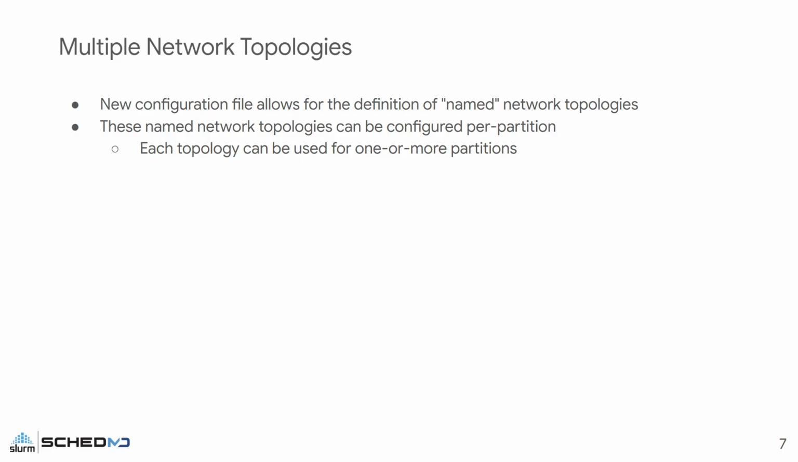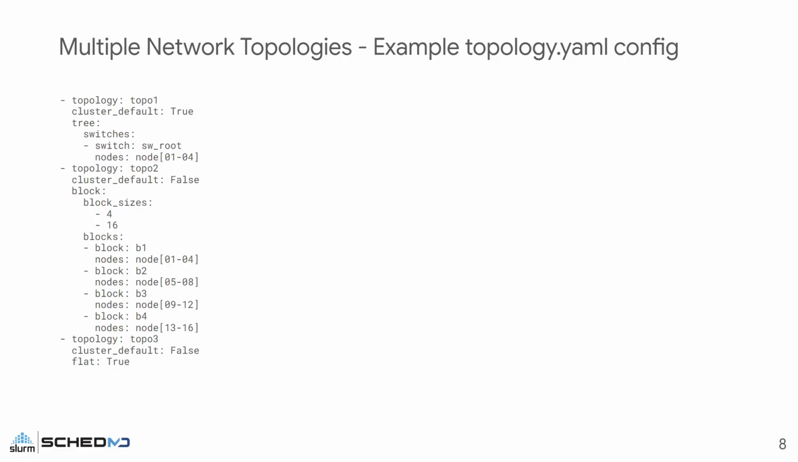Also in this release is this idea of multiple network topologies. We have a new configuration file that helps support this by defining a number of what we call named network topologies. Each of those named topologies then can be applied to one or more partitions in the cluster. This gives you some flexibility if you want to set a default topology that your entire cluster should respect and schedule against, but then maybe provide an override, or you have a more specialized set of nodes in a different cluster. This gives you a lot more flexibility than the old model where a single topology had to be used throughout the entire system. This does, again, come with a new config file and a new config file format.